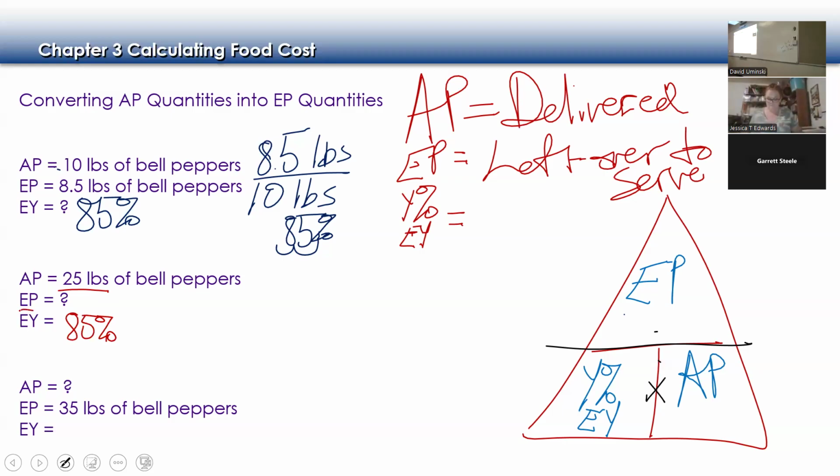So if I'm looking for the EP, cover it up. And what's left over? Edible yield times, there we go, excellent. Now we're getting there. Times as purchased. Thank you. So we have 25 pounds times 0.85. Remember, I moved that decimal place back over. And I'm going to get an answer of what, Diego?